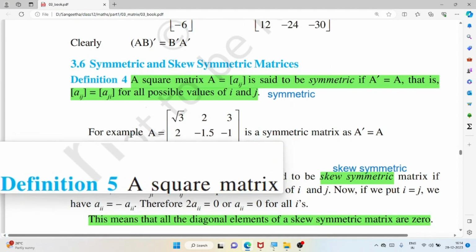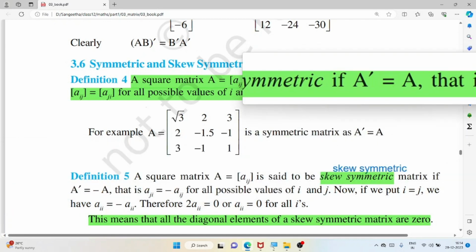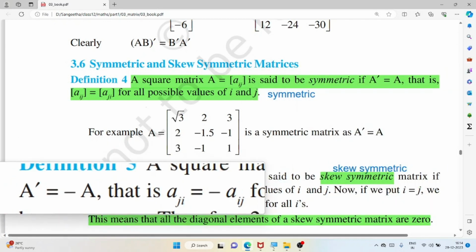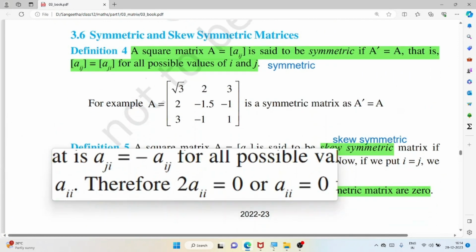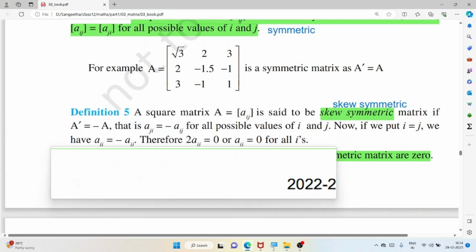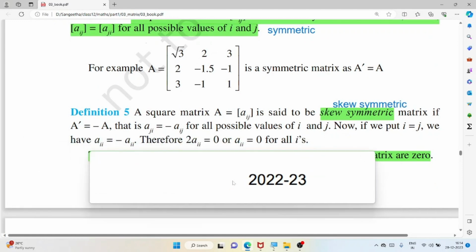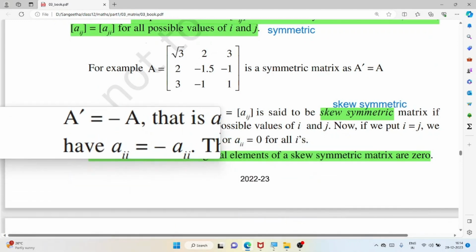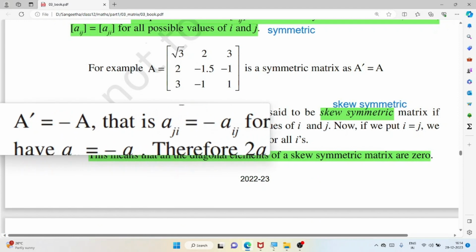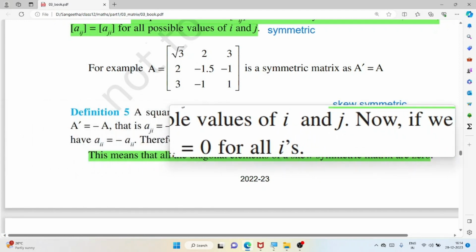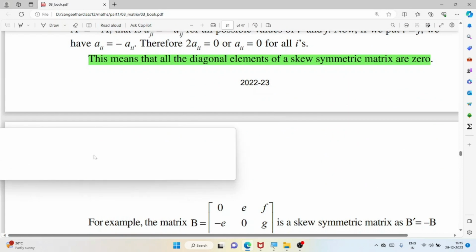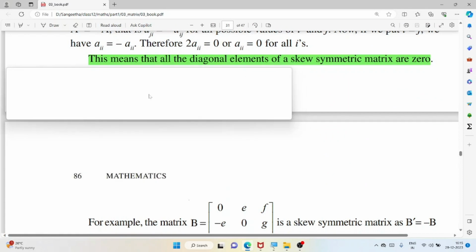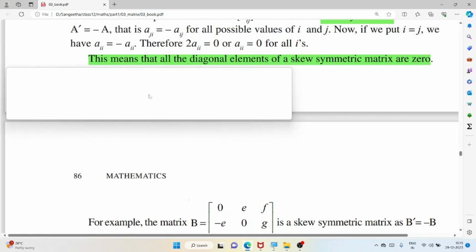What is symmetric and skew symmetric? A matrix A is said to be symmetric if A transpose equals A, for all possible values of i and j. Skew symmetric means A transpose equals negative A, for all possible values of i and j. This means that all diagonal elements of a skew symmetric matrix must be 0.